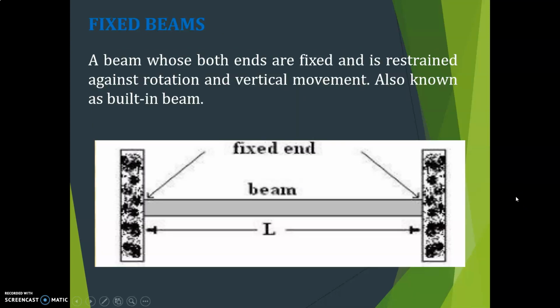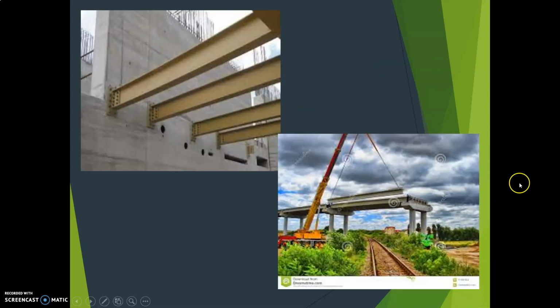Then the fixed beam. What is this fixed beam? If both ends of the beam are fixed or built into walls, then it is called a fixed beam. It is also called a built-in beam. See here, both the ends are fixed. This side is fixed, and this side is also fixed. Both the ends are fixed.